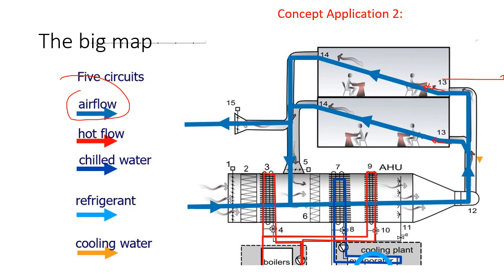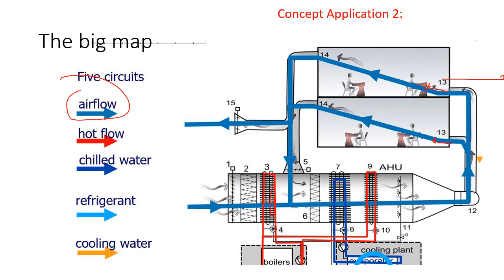So the first circle is airflow. Then the heat flow is marked by red. You can see heat always comes from the boiler room. The boiler generates hot water and circulates it to this preheater heating coil. And then this is another set going to the reheater. So this is the hot water flow.